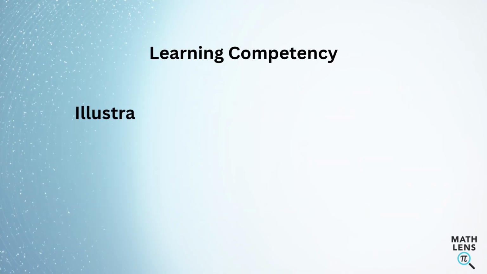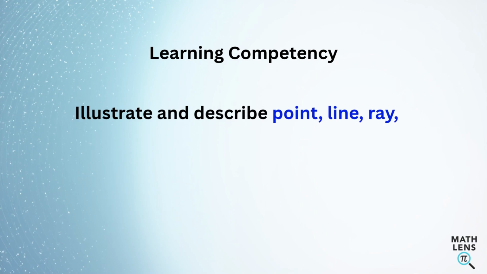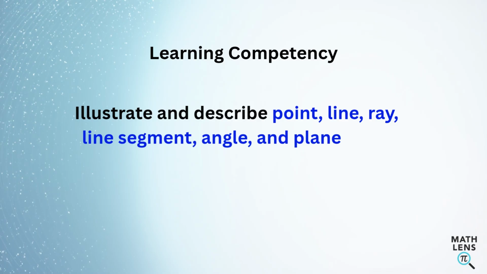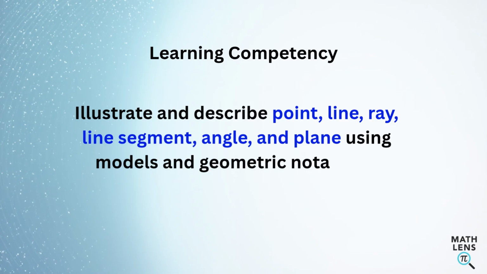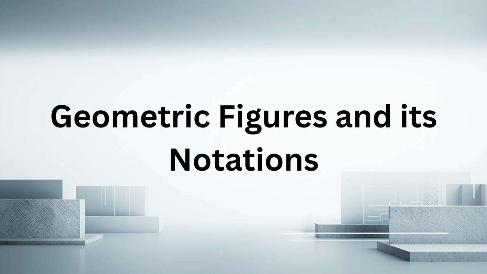In this section, we're going to explore key concepts: point, line, ray, line segment, angle, and plane. As we move on, we'll see how each of these elements is represented and notated in geometry. Understanding these basic terms is essential for grasping more complex geometric concepts. The following slide shows the geometric figure and its notation.